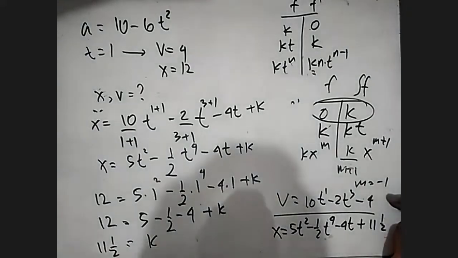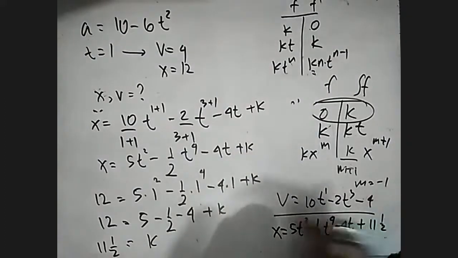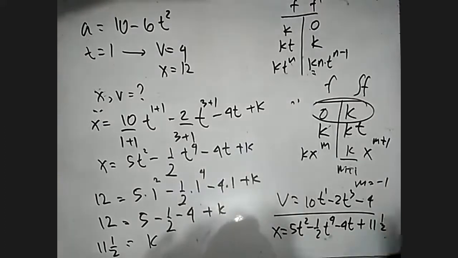Once you get the expression for this, if they're asking the velocity or displacement at a particular time, just put the time there. Substitute t with that time, and you get the number.